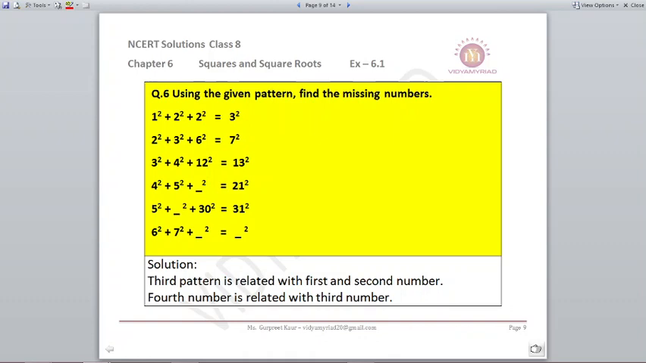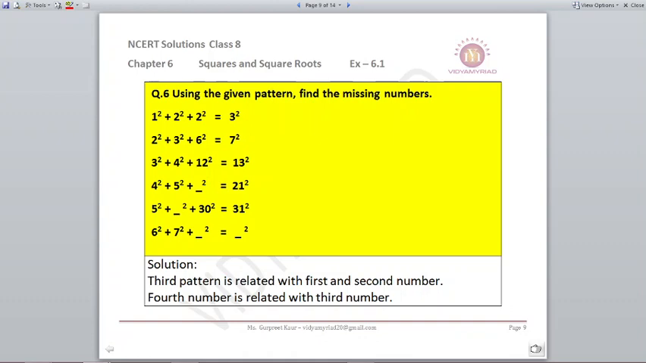If you look at these patterns, let us look at the first one. 1 square plus 2 square plus 2 square is equal to 3 square. So first number, second number, third number. If you look at the third number, it is related with the first and second. 1 multiplied by 2 is 2. For the second case, 2 multiplied by 3 is 6. For the third case, 3 multiplied by 4 is 12. So what will come in the next? 4 multiplied by 5 is 20. Next, 5 multiplied by 6 is 30. 6 multiplied by 7 is 42. Like that, we will continue.